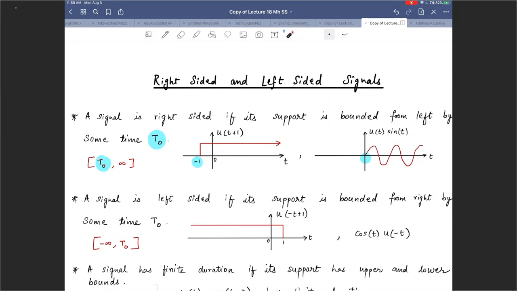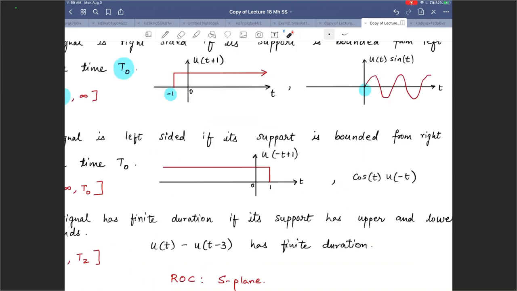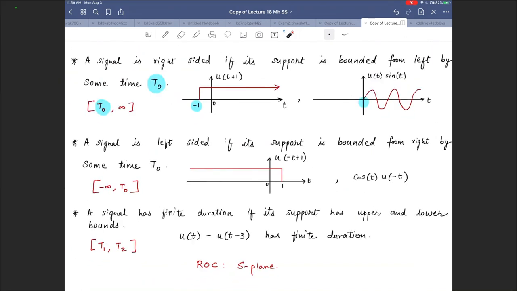Now next, what is a left-sided signal? The story is reversed. A signal is left-sided if its support is bounded from the right by some time t0. So I've bounded it on the right by t0, and t0 is 1 there. Cosine t multiplied by u of minus t is also bounded by t0. In this case, what is t0? Cosine t multiplied by u of minus t, what is t0?